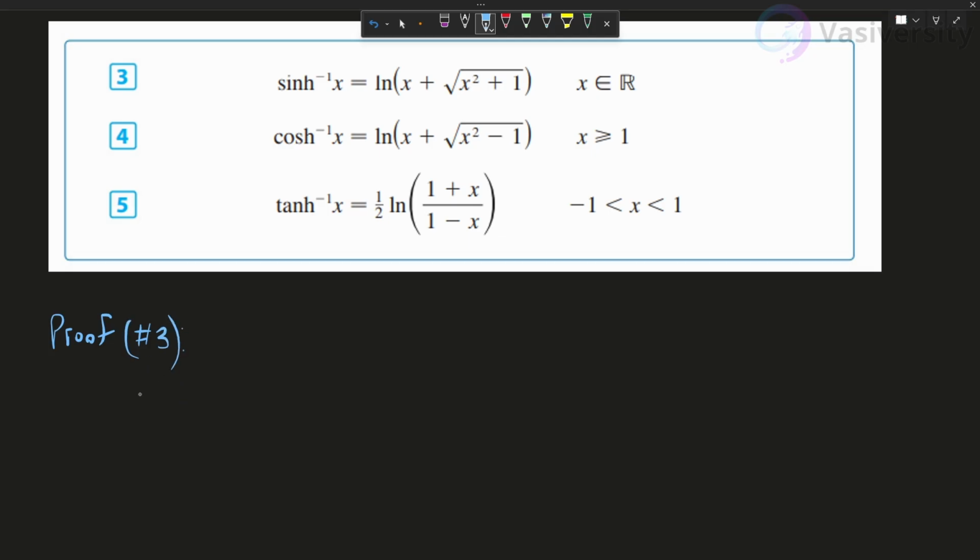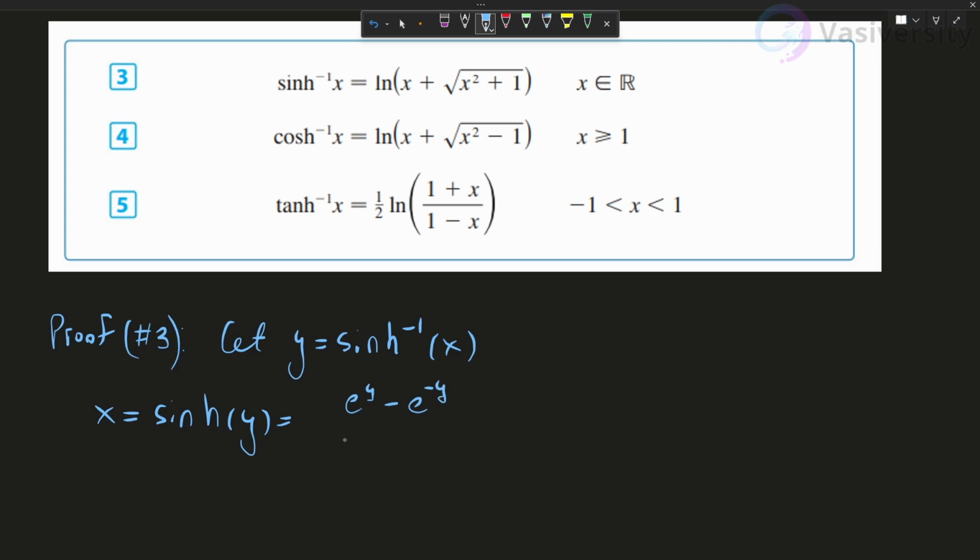So let y be the inverse hyperbolic sine of x, right? Then what are we going to have? We're going to have that x is equal to hyperbolic sine of y, which is equal to (e^y minus e^(-y)) over 2.